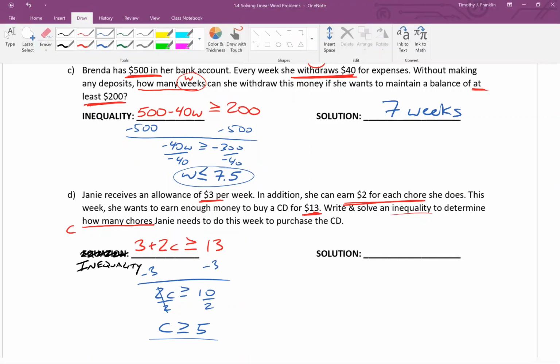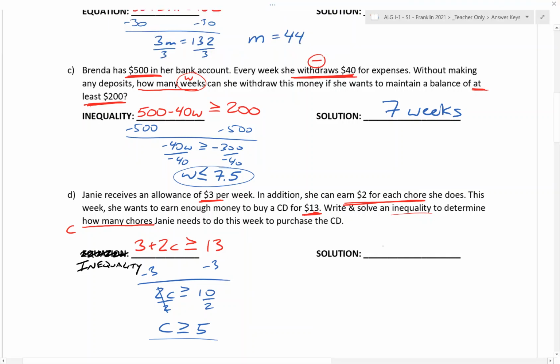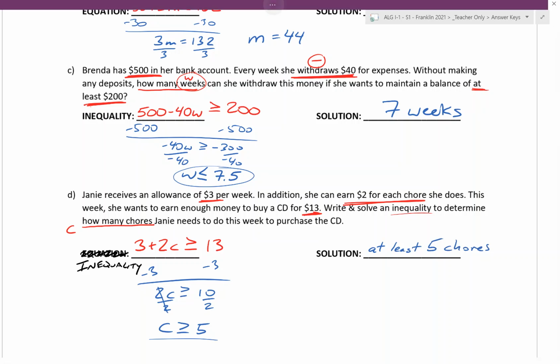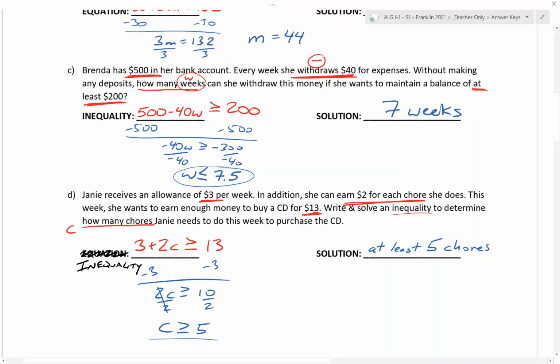So how many chores does she need to do this week? She needs to do at least 5 chores. So let's say 5 chores. And because it wanted an inequality, let's say at least 5 chores. Because, you know, if she does more than 5, she'll just have leftover money. Not a bad thing. So she'll have to do at least 5 chores this week to get enough money for that CD.